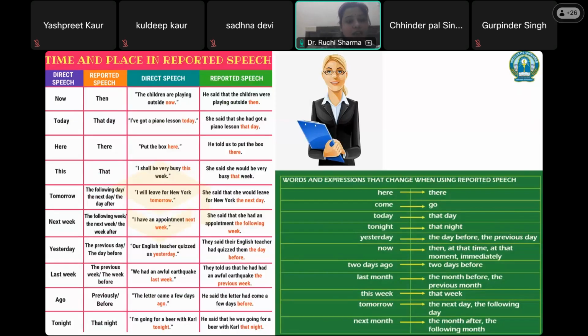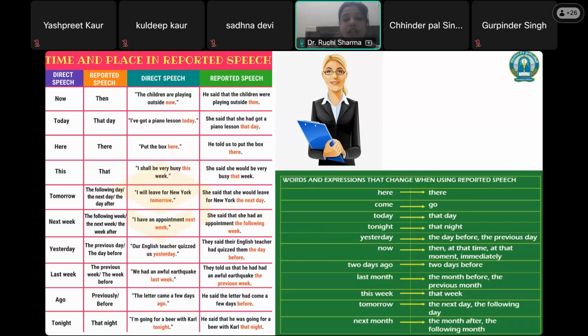The children are playing outside now. He said that the children were playing outside then. Do you see now getting converted to then? Now, this is another change that you have to keep in mind while converting the sentences from direct to indirect speech. This is something you'll have to remember while converting the sentences.